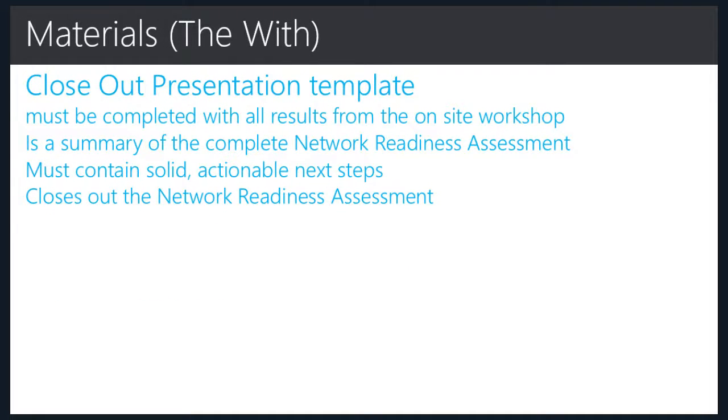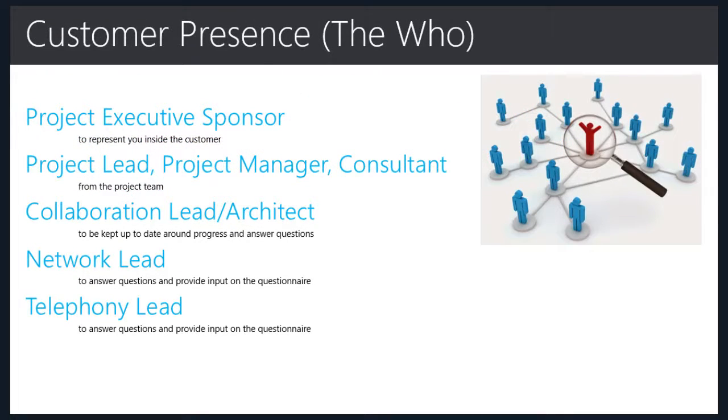So what will you be using? You'll be using the closeout presentation template. This template has spots reserved where you can put all the results from the on-site workshops and the completed network readiness assessment things, just like the tool results. They must contain solid actionable steps. "Improve network" is a non-actionable step. "Increase bandwidth to 5 megabit for the Amsterdam location" is a solid step. It also closes out the network readiness assessment. So the same theme as before should be there.